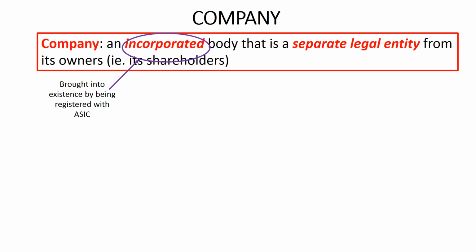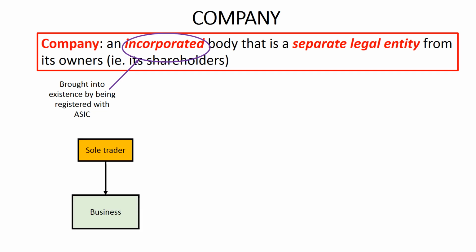Now, a company is very different from a sole trader and a partnership. As we've already seen, a sole trader is a person who owns a business. That is, a sole trader owns the assets of the business. For example, a sole trader who owns a milk bar business owns the shop, the refrigerators and counters, and the milk, bread and ice creams, etc. that the milk bar sells. These are the assets of the business.